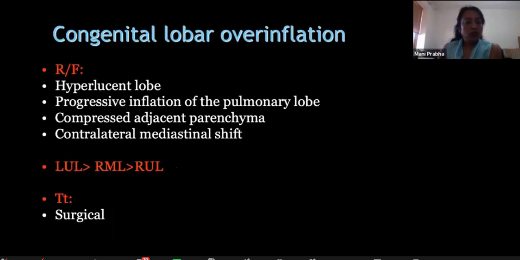So radiologically, we can see a hyperlucent lobe, progressive inflation of the pulmonary lobe, compression of adjacent parenchyma, and contralateral mediastinal shift. The lobes involved in lobar emphysema are the left upper lobe, most commonly involved, then the right middle lobe and right upper lobe. And the treatment is surgical. So they just remove the entire lobe.